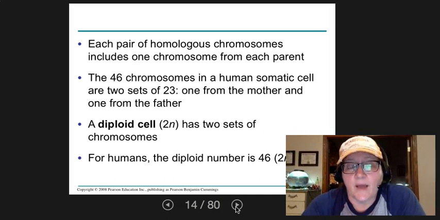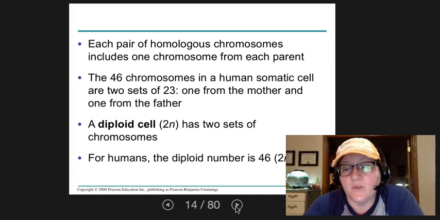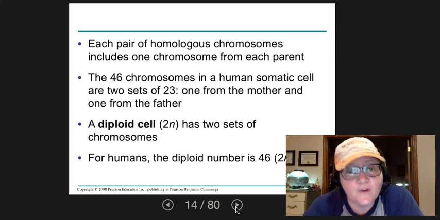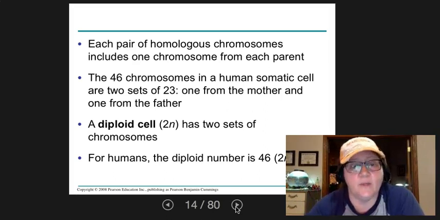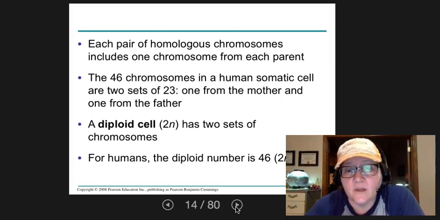When we talk about gametes, an egg or a sperm, those are going to be haploid, H-A-P-L-O-I-D, haploid. They're going to be designated with a lowercase n, no number in front of it, just a single lowercase n. You'll see that on a slide. It's very, very important that you understand that concept here in meiosis. So for humans, the diploid number is 46, or 2n.